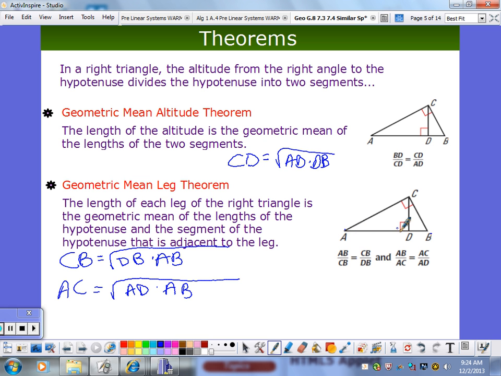The segment that's adjacent to the leg you're trying to find, and the entire hypotenuse. Yes, it can always look like this, because remember, we ripped apart the similar triangles, and we could see those proportions. Now, can you always just rip apart the triangles and use the similar sides? You can, but I tell you, it's confusing. Once you master this, it's much, much easier.